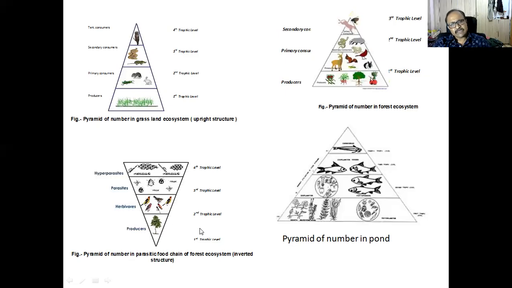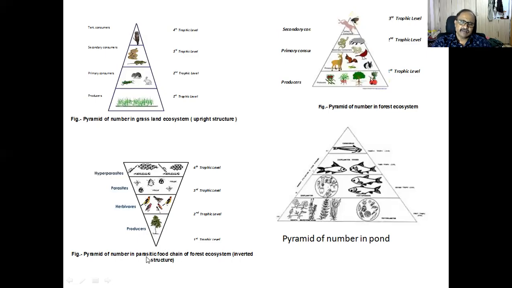Now, when we see the pyramid of number in parasitic food chain, what happens? Pyramid of number. We are counting the number of organisms in food chain. In this parasitic food chain, the number of producer is only one. बराबर. Hence, this base of pyramid shows the very small space. Okay. By the rule of plotting pyramid, the first trophic level should be taken at the base. हमने base पे first trophic दिया.